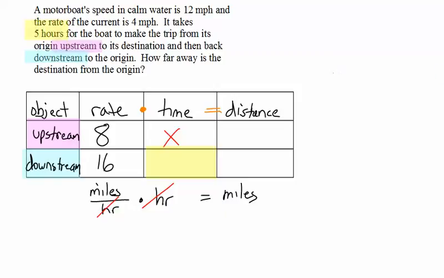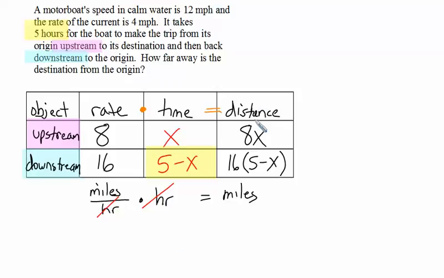It takes a total of 5 hours to go both upstream and downstream. We use X hours upstream. How long would it take going downstream? Well, it would be 5 minus X. If X were 1 hour and we spent 1 hour going upstream and the whole trip was 5 hours, then it would have to be 4 hours that we went downstream. So once we figure that out, we just multiply across. 8 times x is 8x. 16 times the quantity 5 minus x gets us the distance over there.